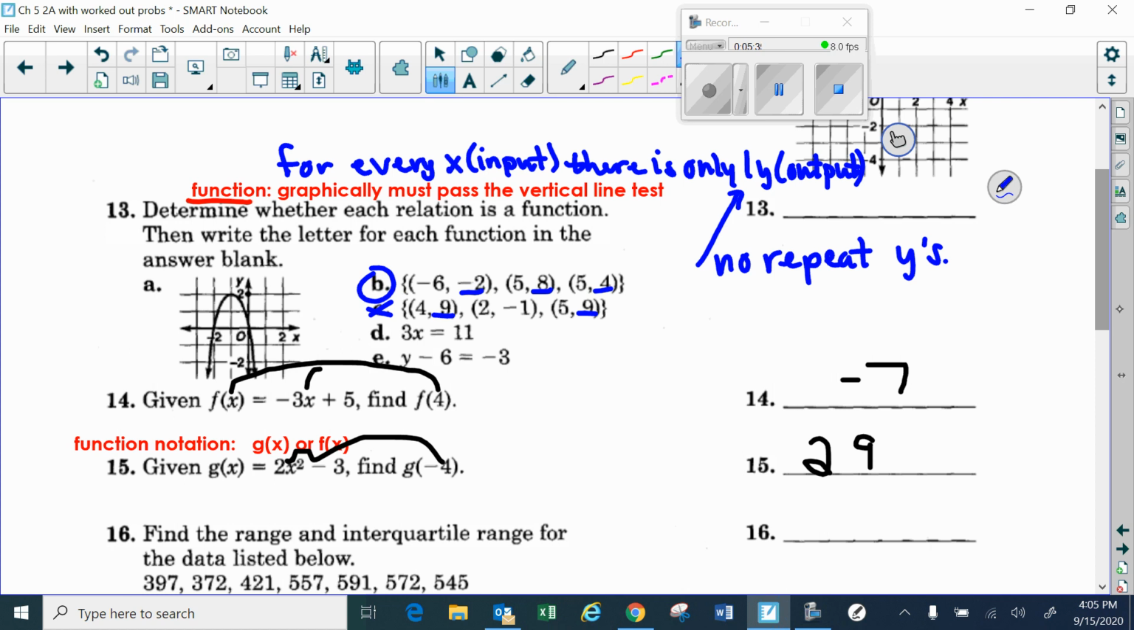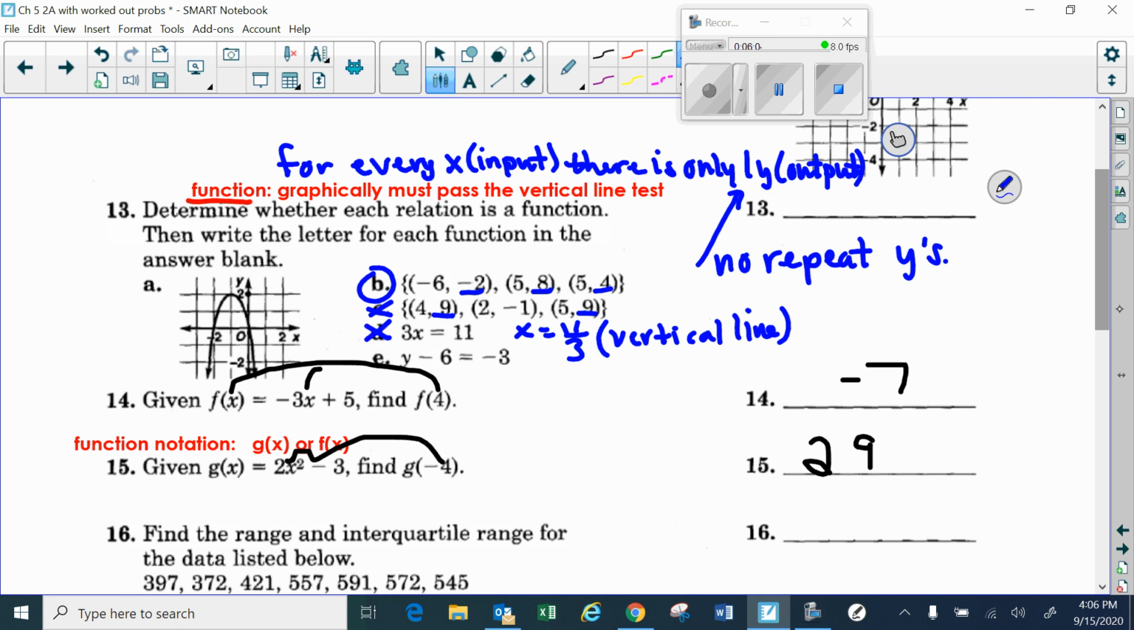Now here x equals 11/3. What kind of equation is that? You need to know from Algebra 1, Algebra 2, and pre-algebra, this is a vertical line. And so if I draw any vertical line, how many times is a vertical line going to go through that line? Every single point. So that fails as well.